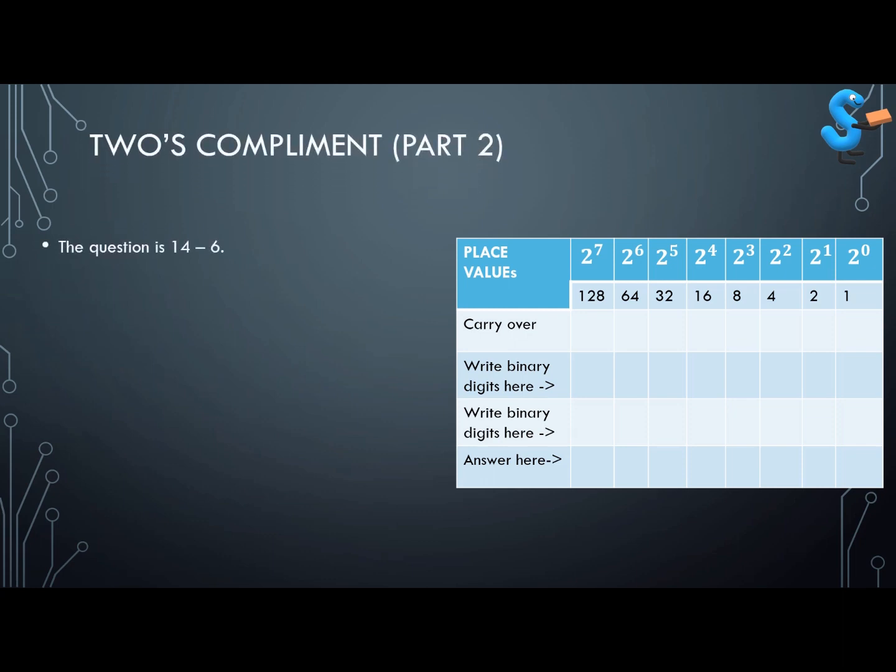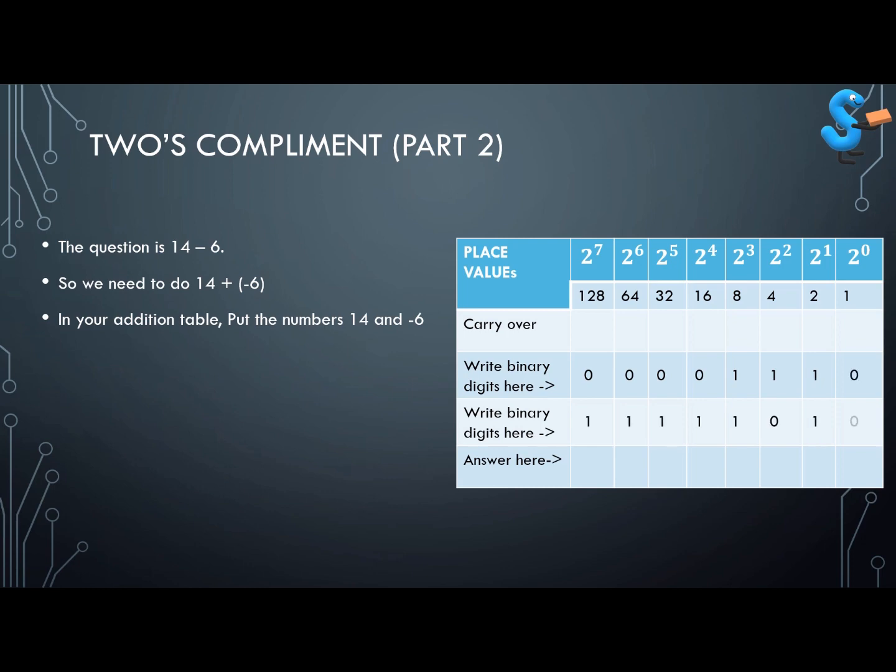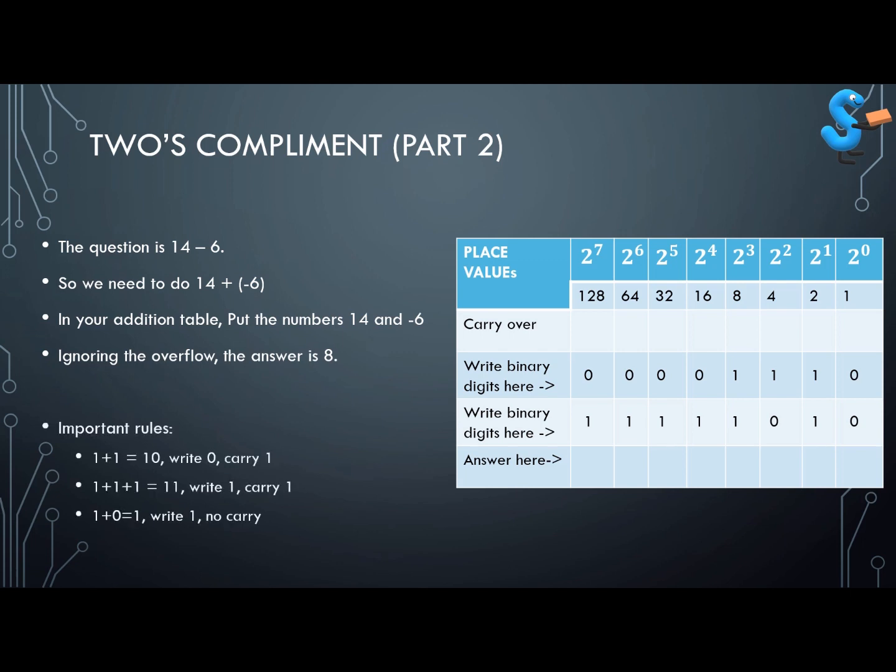Okay, so the question was 14 minus 6. So we need to do 14 plus minus 6. In your addition table, put the numbers 14 and -6. So let's put them in the table. That's your 14 and -6. And so we're going to discuss the important rules one more time.